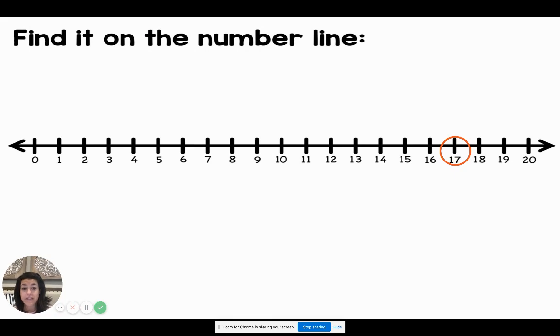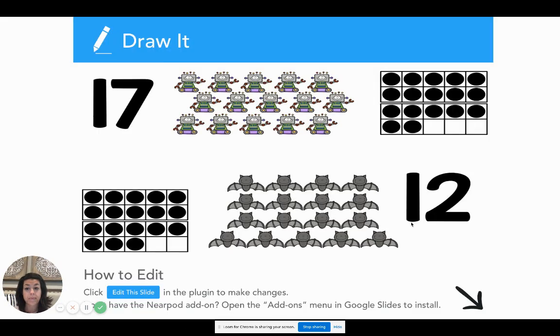Let's look at the 17 on the number line. So here's 17 on the number line. We have 18 that goes after and then 16 before. So this is the number 17. I want you to really be careful and count up all of the items and look at the 10 frames and circle everything that shows us the number 17.